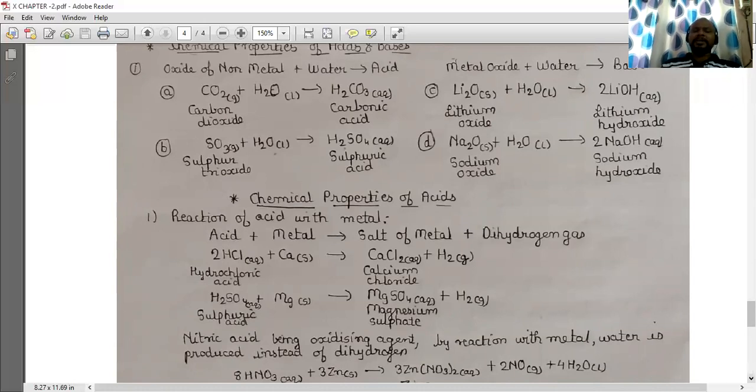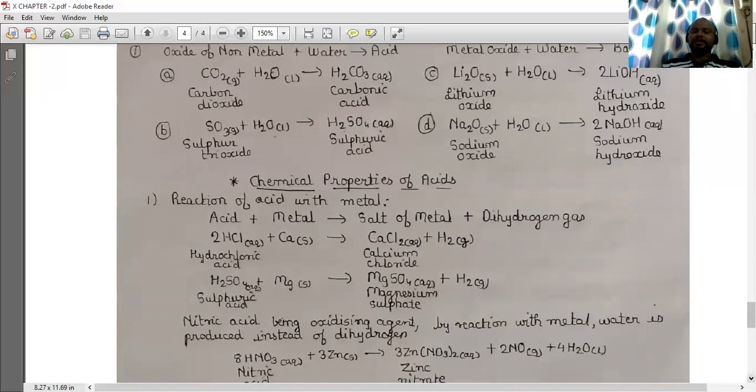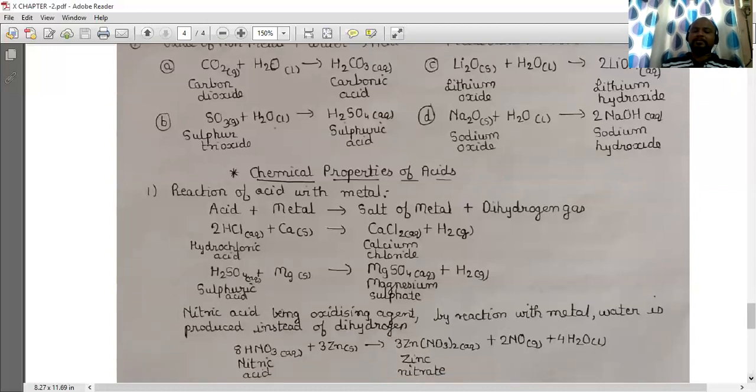Nitric acid, being an oxidizing agent, by the reaction with metal, water is produced instead of dihydrogen. Nitric acid when it reacts with zinc gives you zinc nitrate plus nitrogen oxide plus water molecule. 8HNO3 plus 3Zn gives you 3Zn(NO3)2 plus 2NO plus 4H2O. Hope you all might have understood this content.